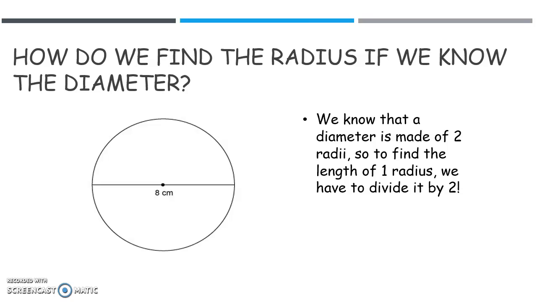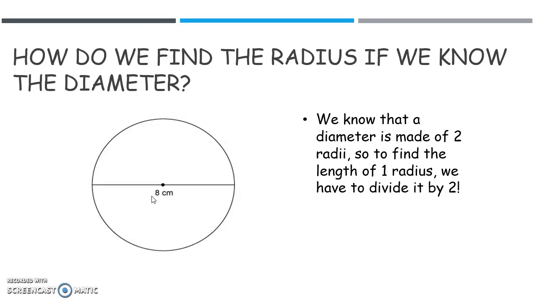Now we want to find out how do we find the length of the radius if we already know what the length of the diameter is. Well, it's sort of like the opposite of what we just did. So we can see here that we have a diameter of 8 centimeters. We already found out that a diameter is 2 times the length of our radius. So this is 2 radii together. So if we added both of these radii, we're going to get 8 centimeters.